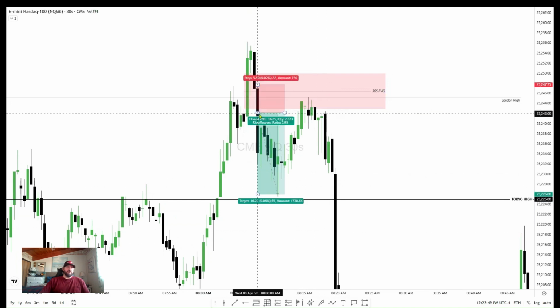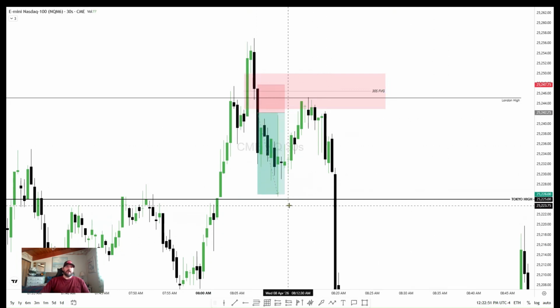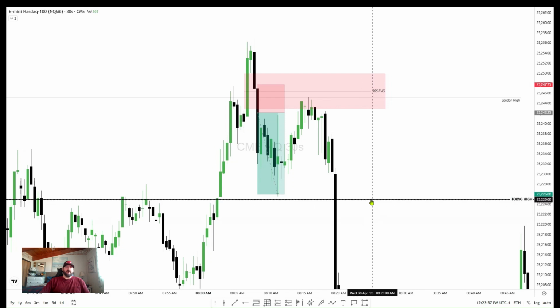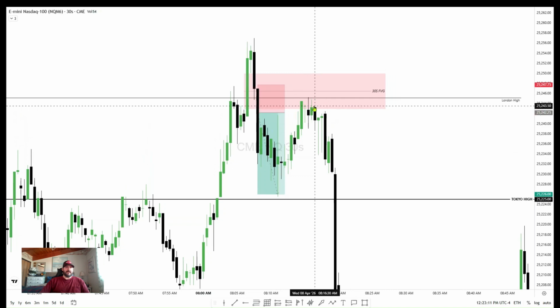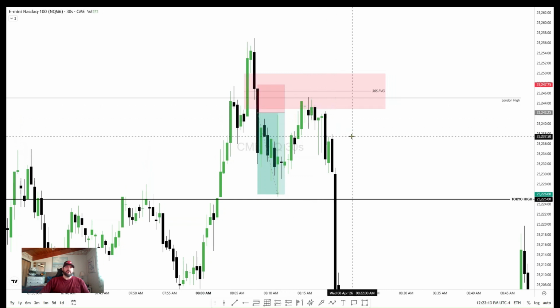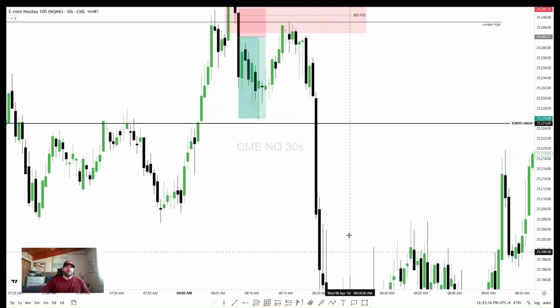So I entered quick. I was going for Tokyo High. A lot of the times, you guys will see I put my take profit a little bit above buy side liquidity and sell side liquidity because it doesn't always hit that level the first time. And again, that saved me this time. It literally came down, almost got to Tokyo High, took me out of the trade, traded all the way back up to the fair value gap, respected it, and then it dumped.